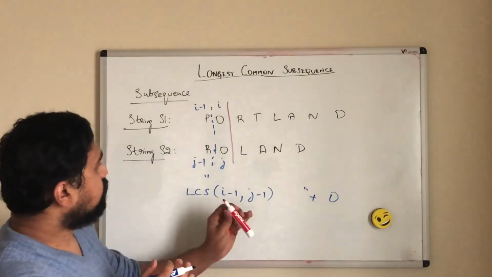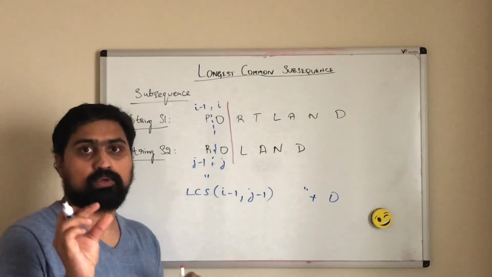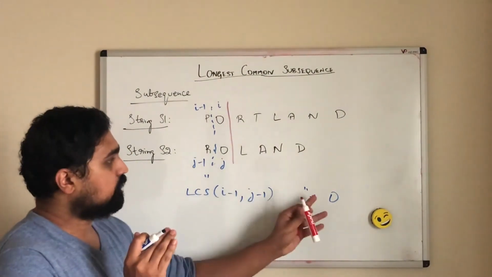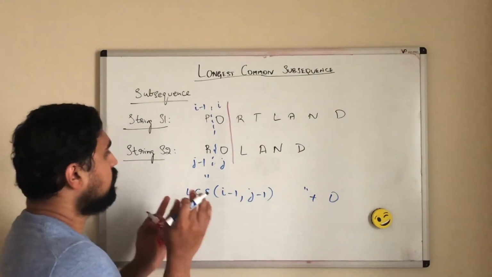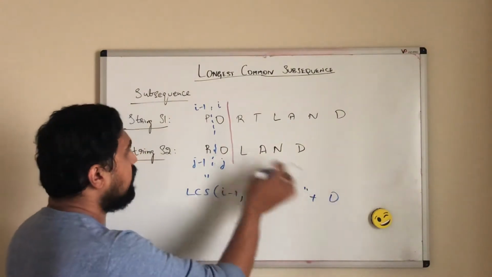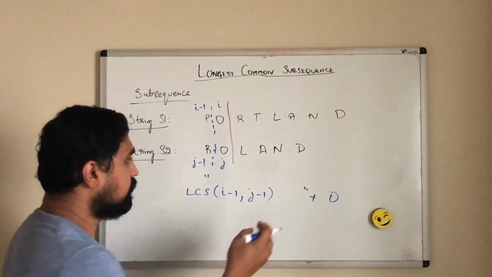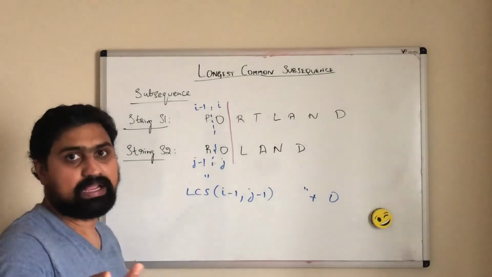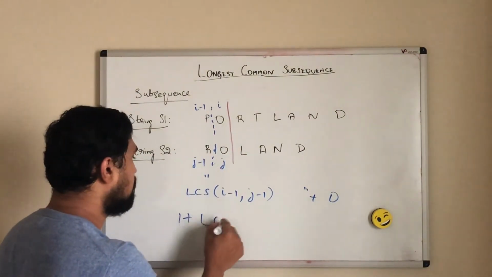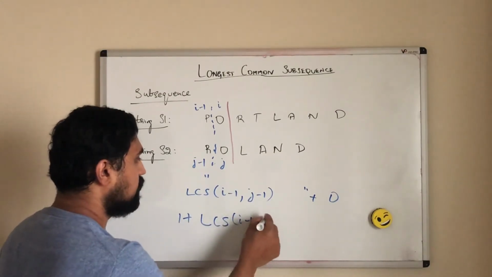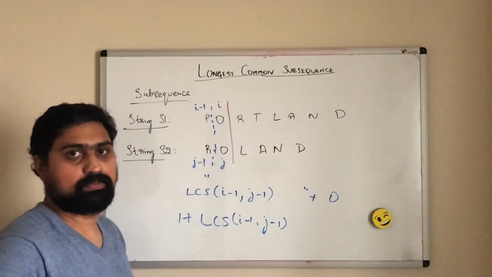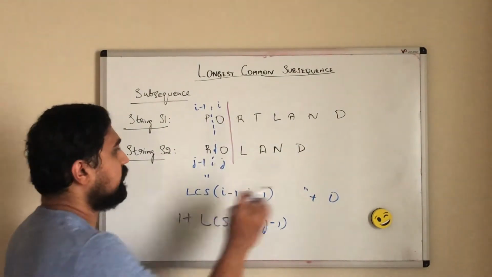If we want to represent the total number of characters instead of the actual character, mathematically, we can say we found one extra character when there is a match. So that is basically 1 plus LCS of I minus 1, comma J minus 1, when these two characters are a match. Now let's move one character ahead.